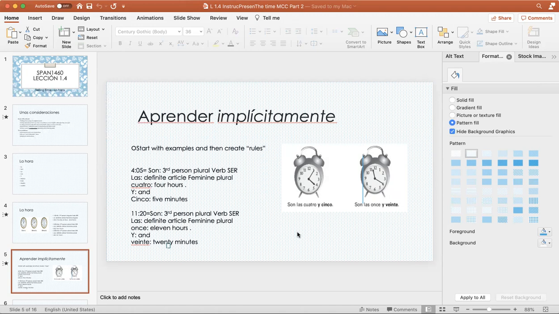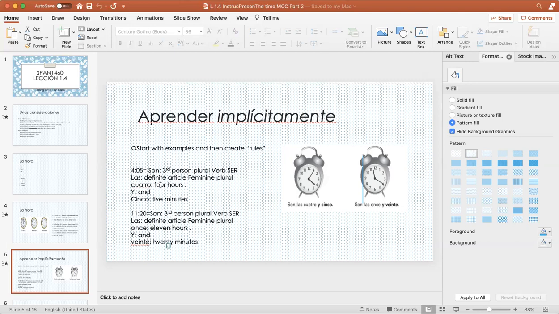But now here at the time, if you notice, we're adding the minutes. So now we're going to see this new word y, which means and. So the first one is 4:05. So again, son las 4:05, as in it's 4 hours and 5 minutes.